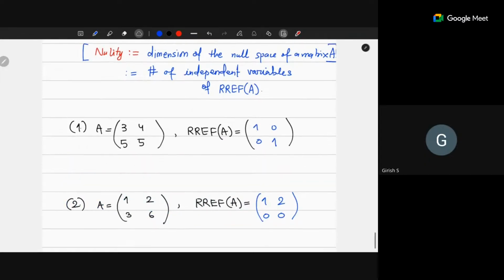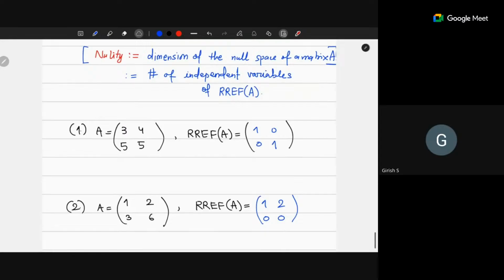Now, by definition, how many dependent variables and independent variables are there? First of all, how many independent variables were there in this first matrix? There is no independent variable, right? Because there are two pivots, and both variables are dependent. So there is no independent variable.